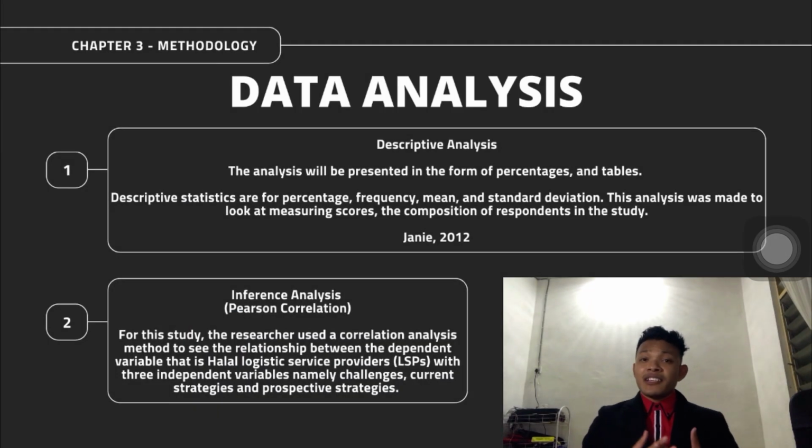Okay, as you can see on the slide, for descriptive analysis, the analysis will be presented in the form of percentages and tables. Descriptive statistics are for percentage, frequency, mean, and standard deviation. This analysis was made to look at the measuring score and the composition of respondents in the study. Meanwhile, for inference analysis, I use Pearson correlation for the study. I use a correlation analysis method to see the relationship between the dependent variable, that is halal logistics service provider, with three independent variables, namely challenges, current strategy, and prospective strategy.